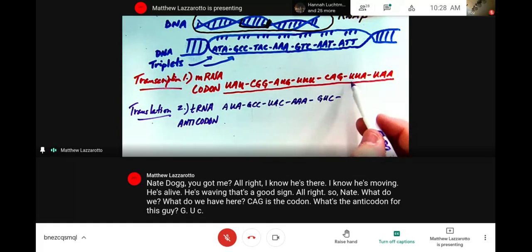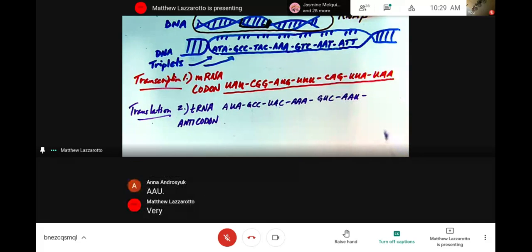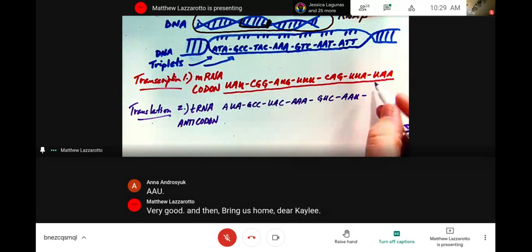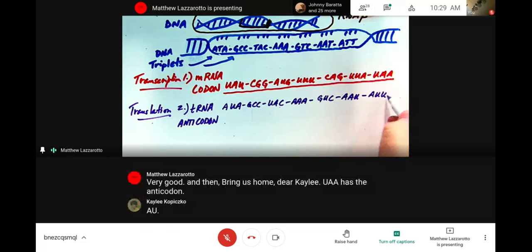Anna, how about the anticodon for UUA? AAU. Very good. And then bring us home, dear Kaylee. UAA has the anticodon AUU. Beautiful.